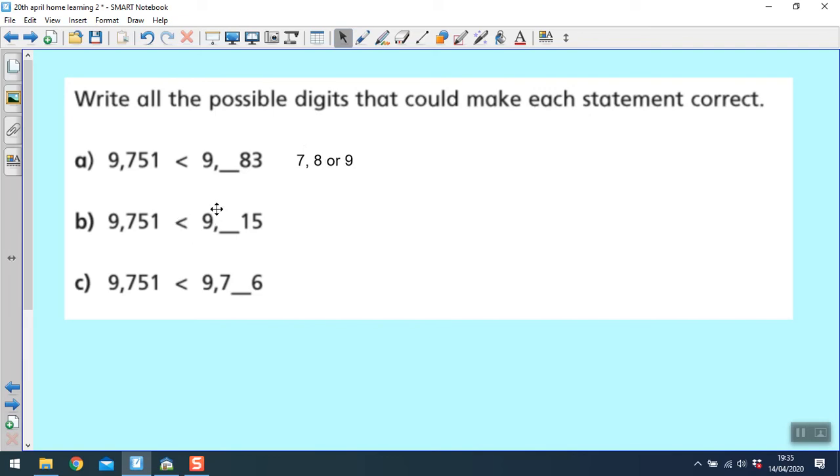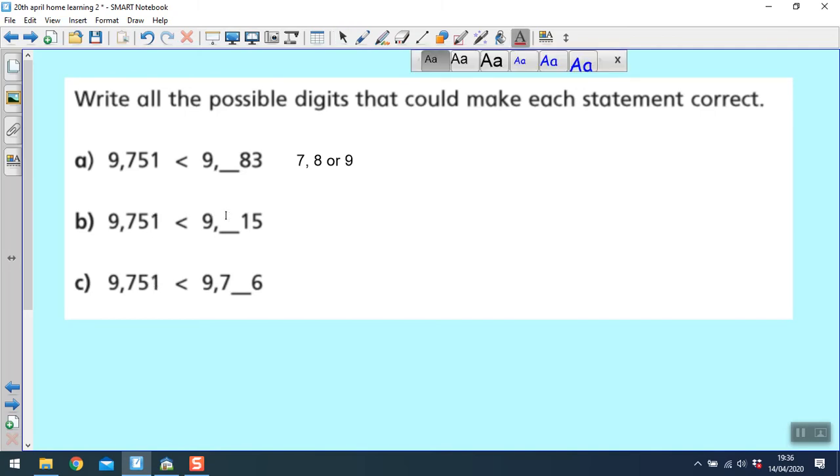This means this number's got to be bigger than this one, and this means this one's got to be bigger than this one. See if you can write down all the possible digits that could make each statement correct. Pause the video while you do this.